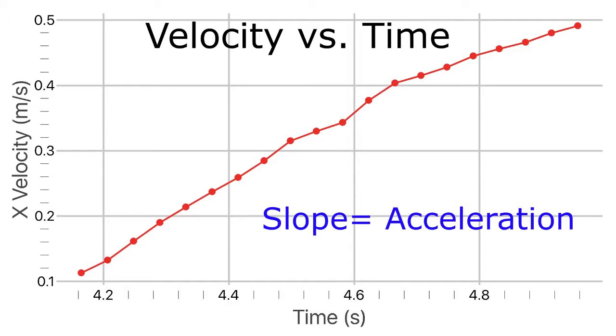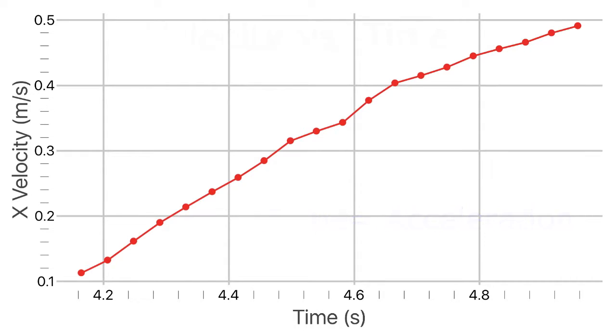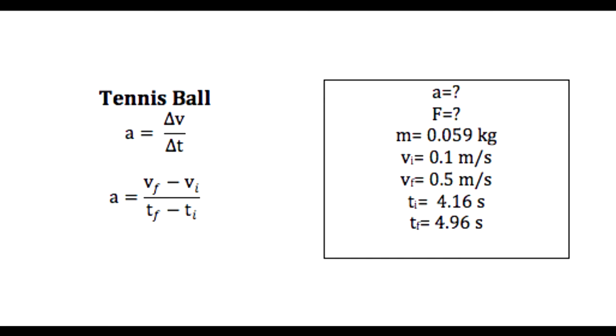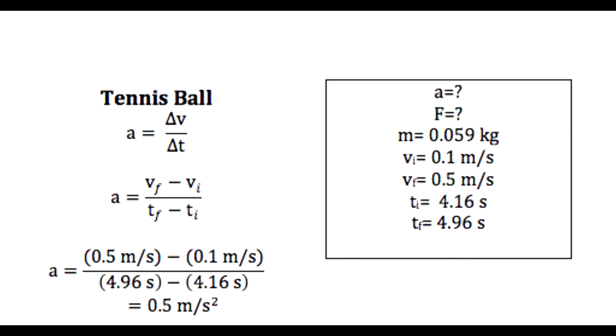Next, we have a velocity versus time graph. Note that the slope of this graph yields the acceleration of the tennis ball. In this situation, the nature of the curve indicates that acceleration is constant. Using the information from these graphs, we can calculate the acceleration using this equation.